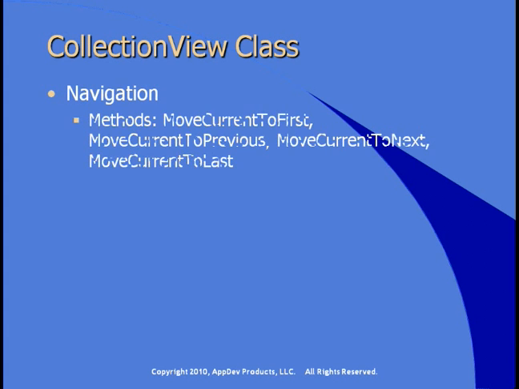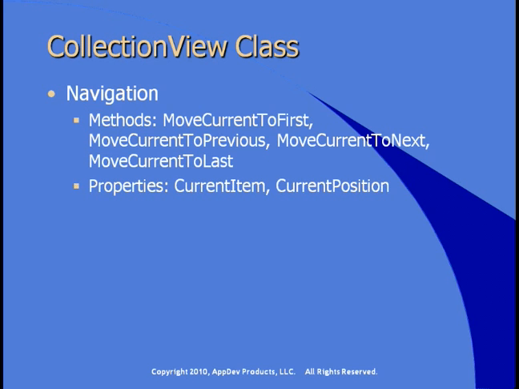So for navigation, you can use methods like MoveCurrentToFirst, MoveCurrentToPrevious, MoveCurrentToNext, and MoveCurrentToLast to move from record to record. There are also properties for CurrentItem and CurrentPosition. If you're looking at a list of customers, for example, CurrentItem is how you would know which customer you're currently looking at.